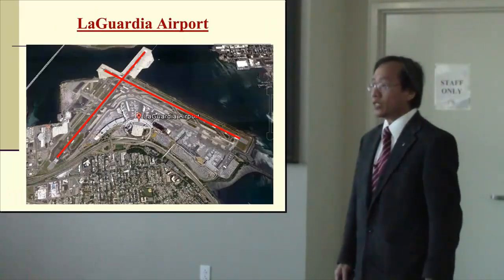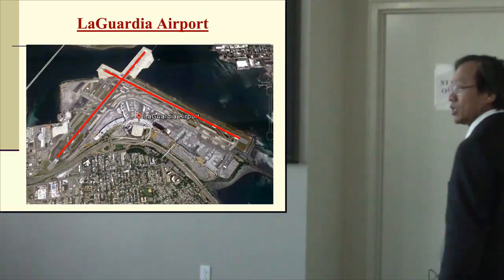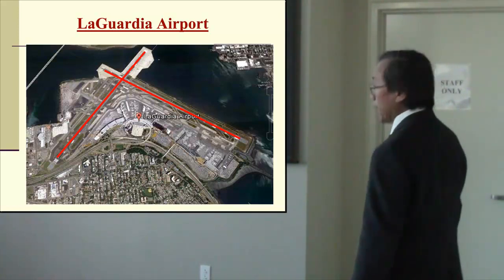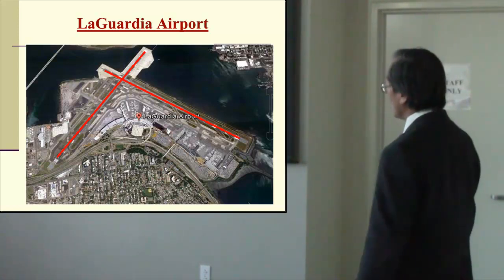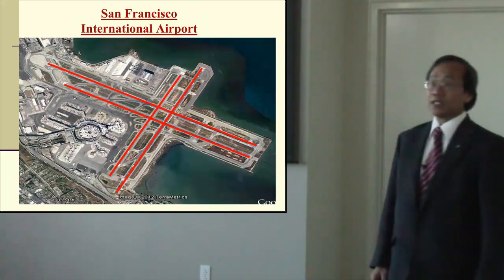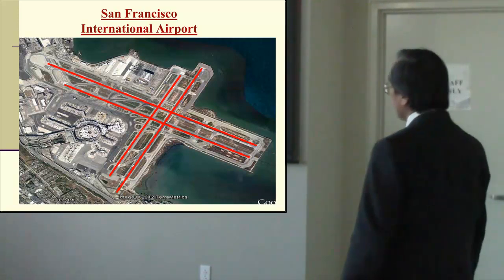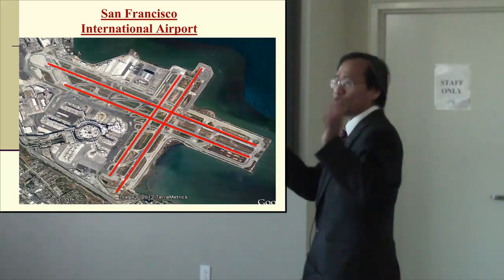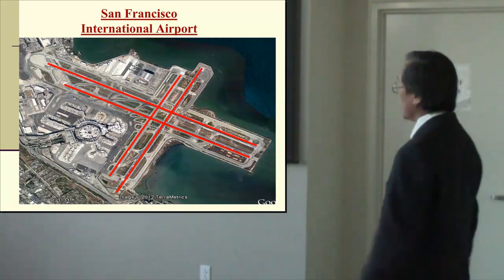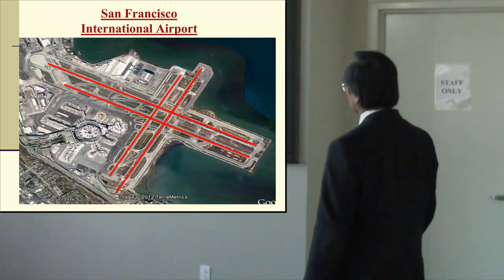This is LaGuardia in New York. As you can see, there are two runways intersecting each other. Even though there are two runways, because of the runway conflict, the capacity is lower than two parallel runways. This is San Francisco. The complexity of the airport has to be very closely coordinated because of the runway conflict, even though there are four runways. We call this a closing pair of parallels intersecting one another.